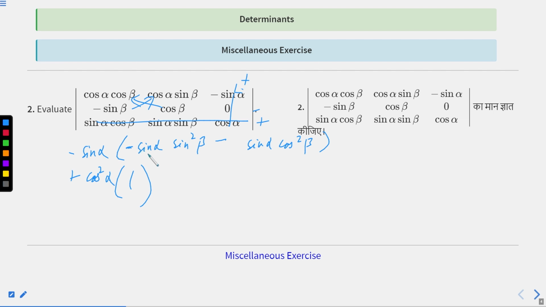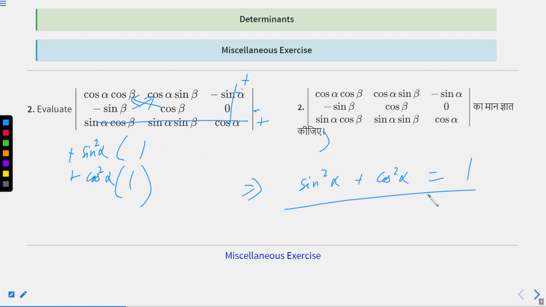So far so good. Now taking minus sin alpha common, it will be plus. So this will be sin square theta plus cos square theta, 1. Eventually you have sin square alpha plus cos square alpha, which is equal to 1. So this means the determinant for this will be just 1. Okay, very easy, simple. So the determinant of this will be 1.